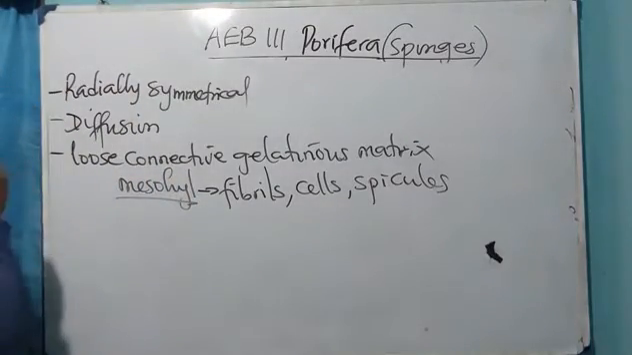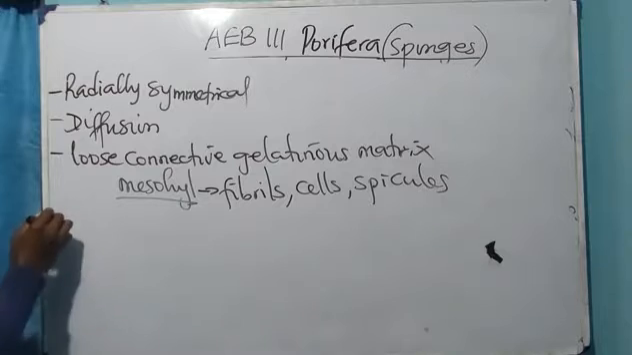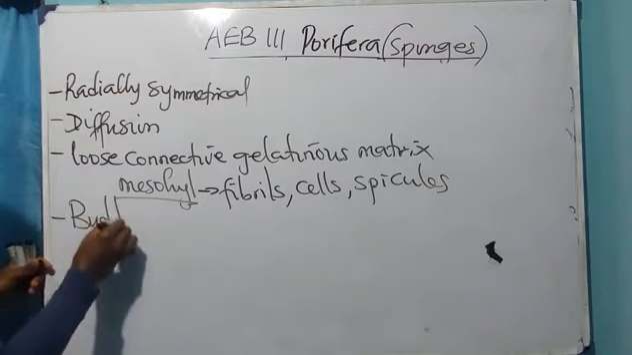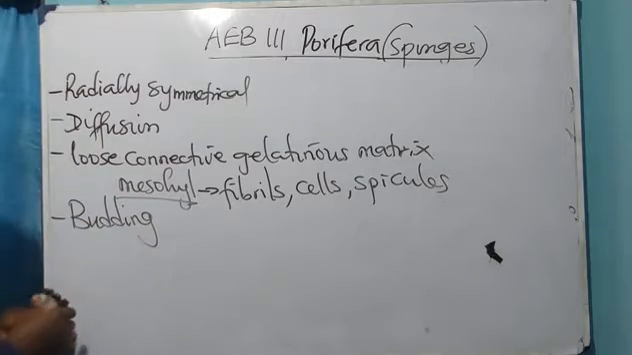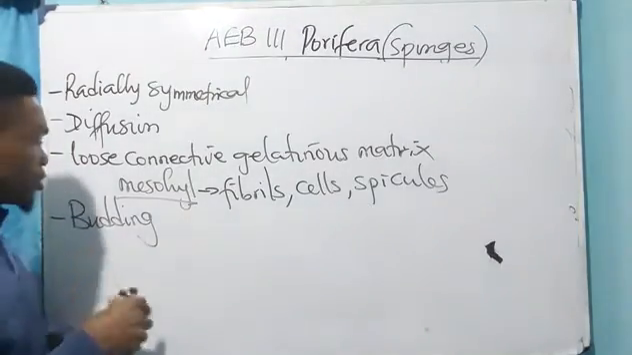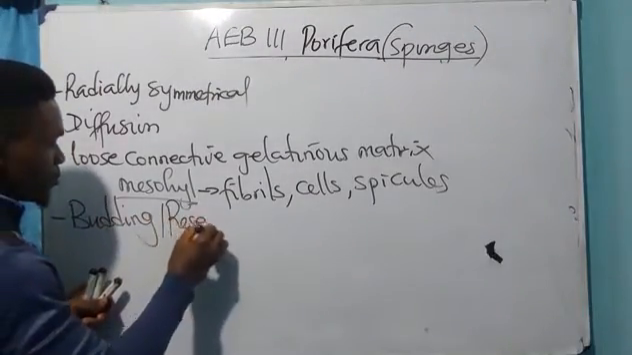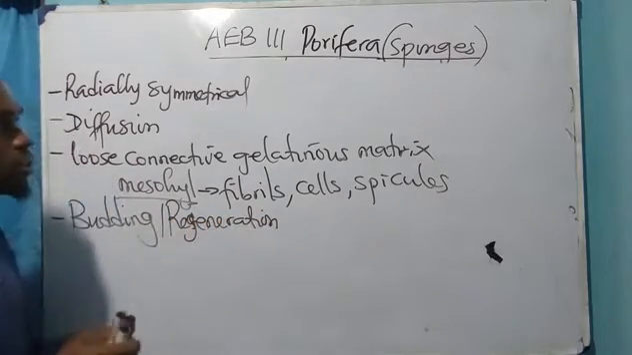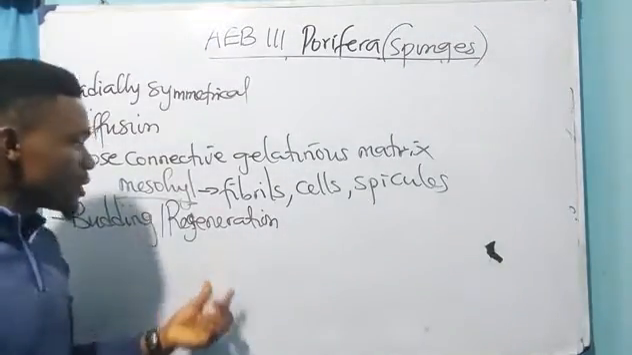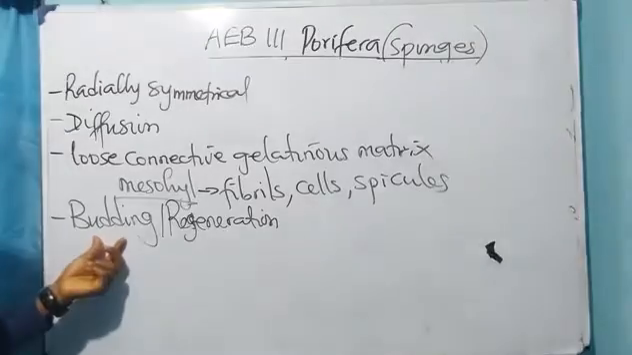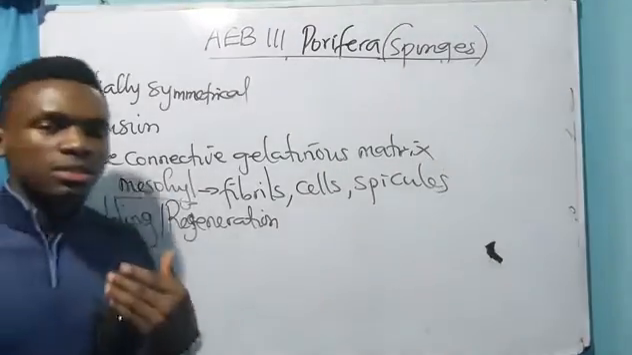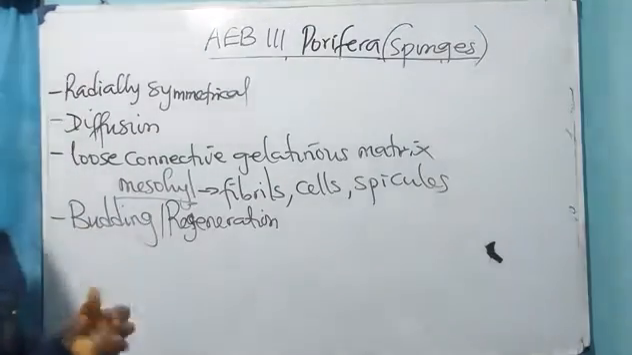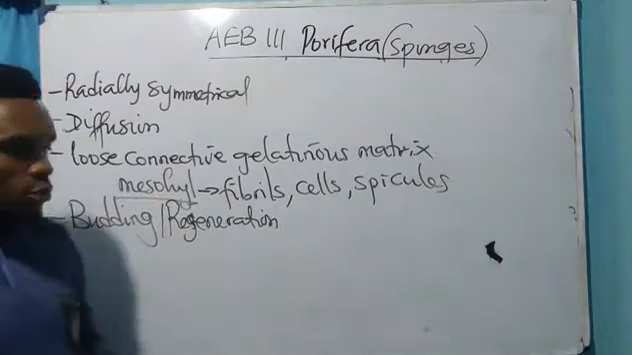Now, sponges undergo a type of asexual reproduction called budding or regeneration. Which means that sponges have the ability to regenerate lost parts, and they also reproduce through budding. A bud is an outgrowth from the parent, which eventually breaks off during reproduction and forms a new sponge. Take note of that.